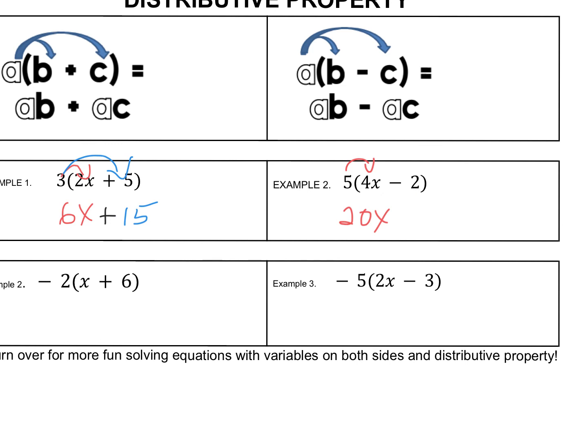I'm going to highlight, we had the 4x, and now we have the minus 2. So when you multiply the 5 times negative 2, you get negative 10. And then that would be the new expression. 20x minus 10 is what you get when you multiply (4x minus 2) times 5. Okay? A couple more quick examples.